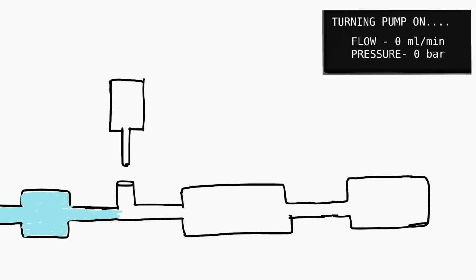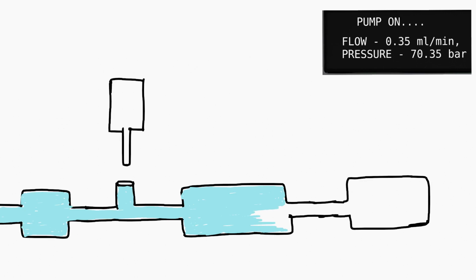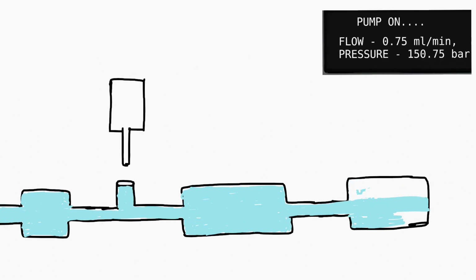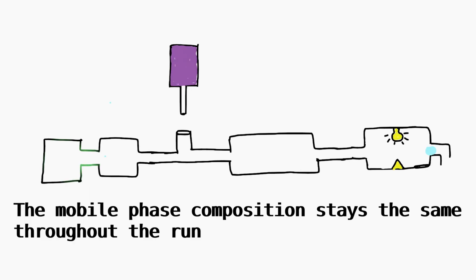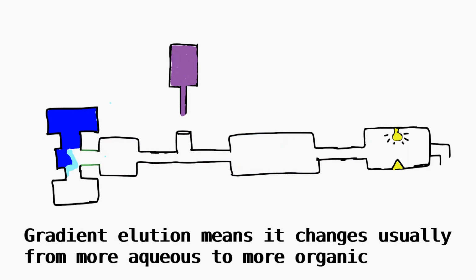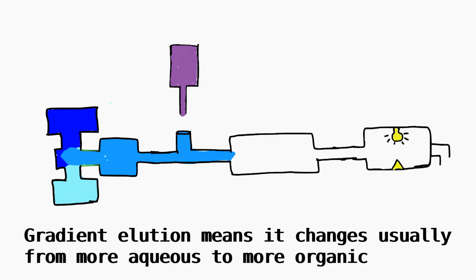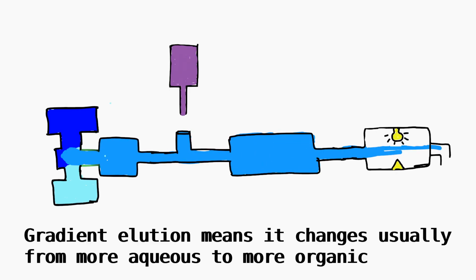Flow rate refers to how fast the mobile phase is moving, like 1 ml per minute. Isocratic elution means the mobile phase composition stays the same throughout the run, while gradient elution means it changes, like from more aqueous solution to more organic solution.